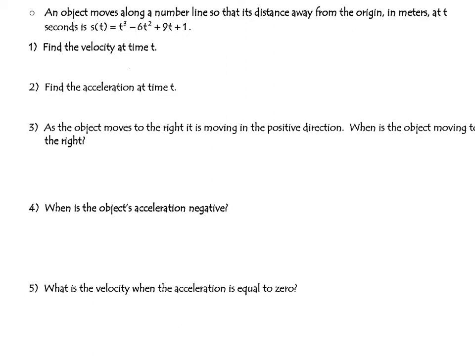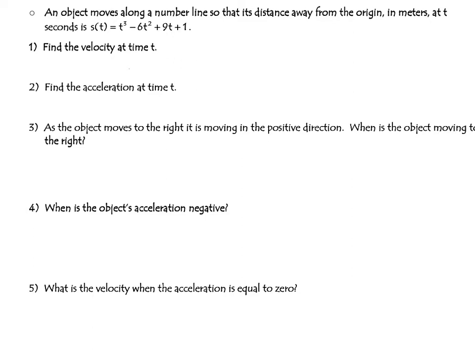Alright, let's take a look at a couple examples here. An object moves along a number line so that the distance away from the origin in meters at t seconds is s of t equals t cubed minus 6t squared plus 9t plus 1. We want to find the velocity at time t. So we want a general velocity formula.